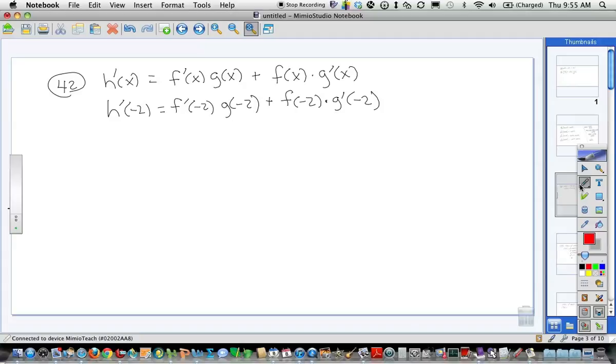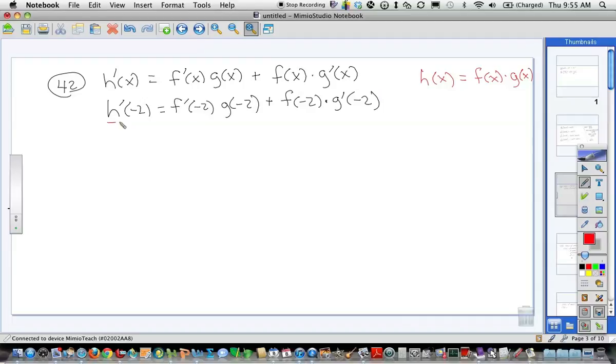But on 42, to fill in the table, they gave you h of x was equal to f times g. I think I got that right. Is that what h was? Right? And then what was the other one? J? J of x was f divided by g. All right, so all you were supposed to do was take h prime, which is the product rule, and then likewise for j, do the quotient rule.